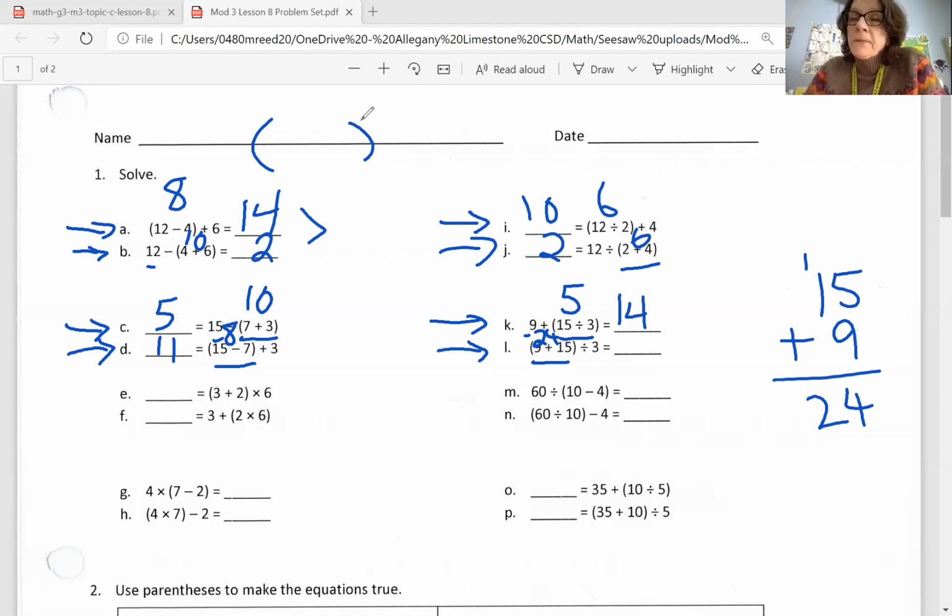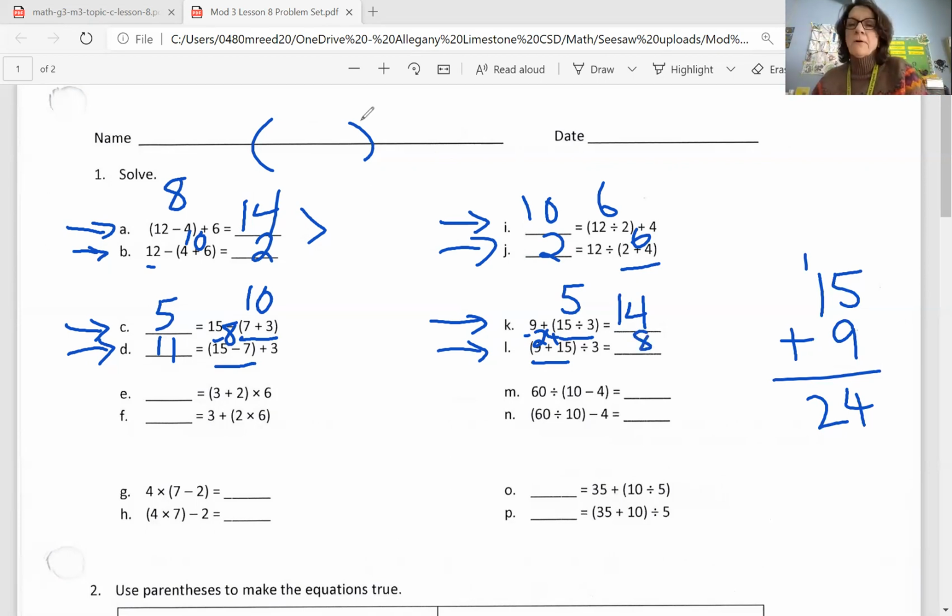24 divided by 3. What's our strategy? If you said skip counting, you're right. What are we going to skip count by? If you said 3, you're right. What are we going to stop at? If you said 24, you're right. So we're going to skip count by 3 till we get to 24. 3, 6, 9, 12, 15, 18, 21, 24. Our answer is 8.